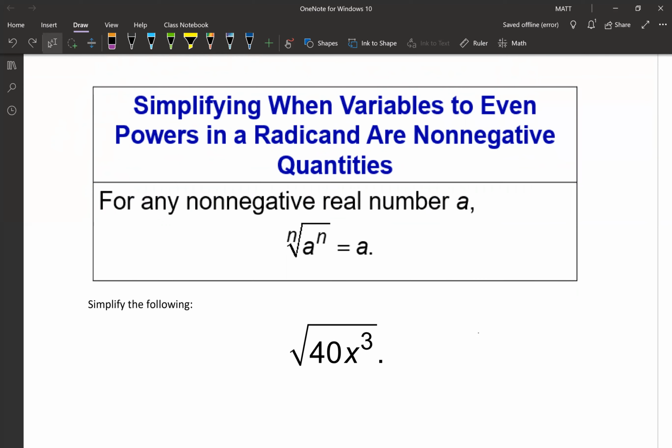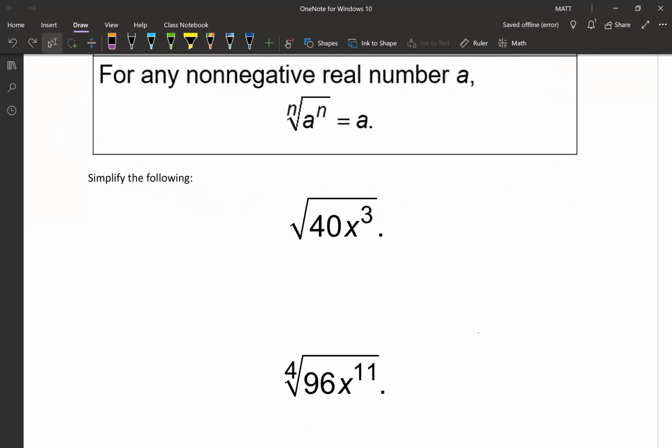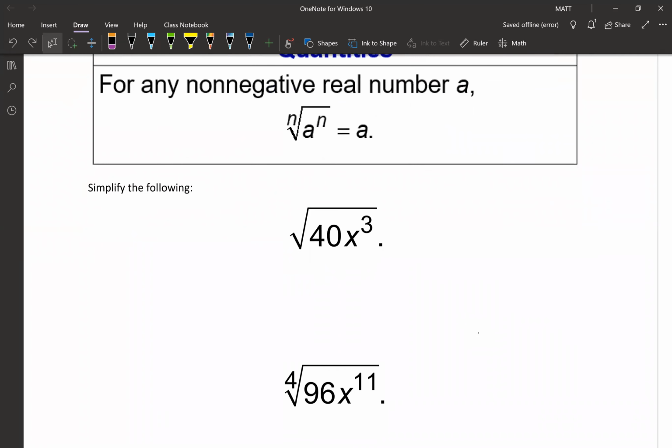Okay. So let's look at what we have here. If we have 40 multiplied by x to the third, and we're taking the square root of that, well, I know 40 is the same thing as 4 times 10, right? So the square root of 4 is 2. The square root of 10, I'm just going to leave it as the square root of 10. But notice this x to the third. We can split that into factors too. We can have that x squared multiplied by x, right? And that's still the same thing.